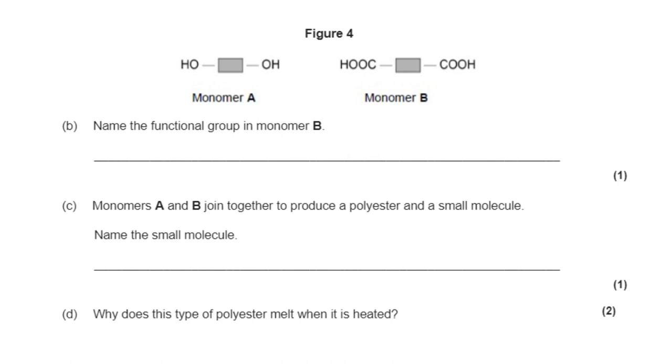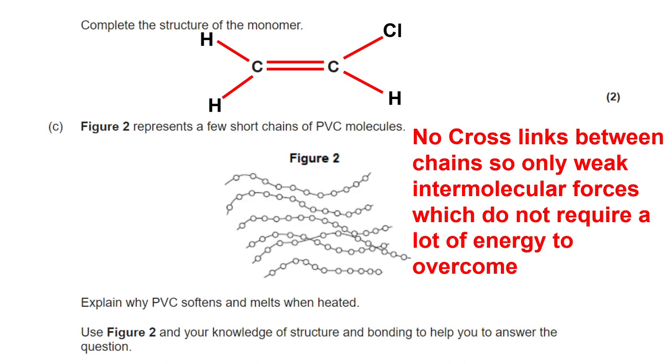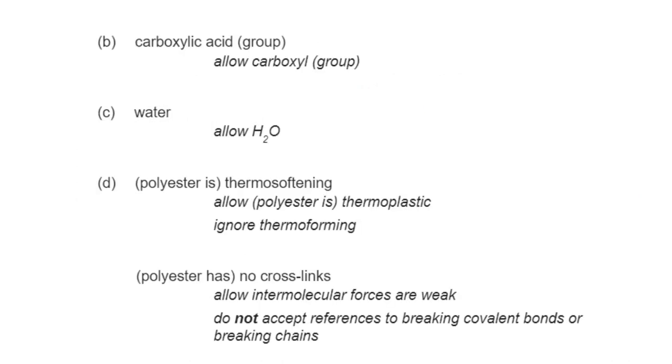And why does this type of polyester melt when it is heated? Well, it is a thermosoftening polymer. This is more, again, topic 10, but it is something I'm going to introduce to you now. There are no crosslinks between the chains, so only weak intermolecular forces, which do not require a lot of energy to overcome. That is why this polyester melts.